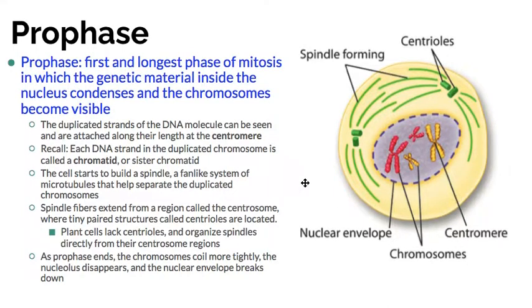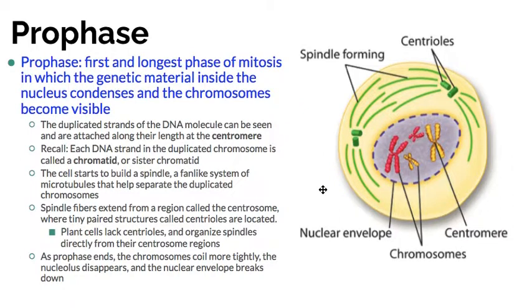The duplicated strands of the DNA molecule can be seen and are attached along their length at these centromeres. Remember, that's the middle of those chromosomes connecting those chromatids. And it says right here, recall each DNA strand in the duplicated chromosome is called a chromatid. The cell starts to build a spindle, which is a fan-like system of microtubules that help separate the duplicated chromosomes. Spindle fibers extend from a region called the centrosome, where tiny paired structures called centrioles are located. Plant cells lack centrioles and organize spindles directly from their centrosome regions. Again, a little bit more detail than what you need to know, so don't worry about those.